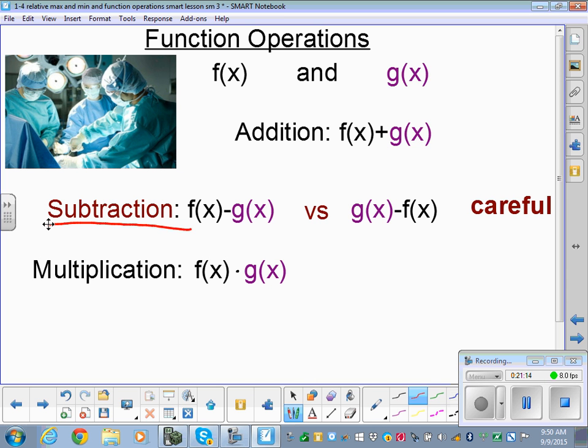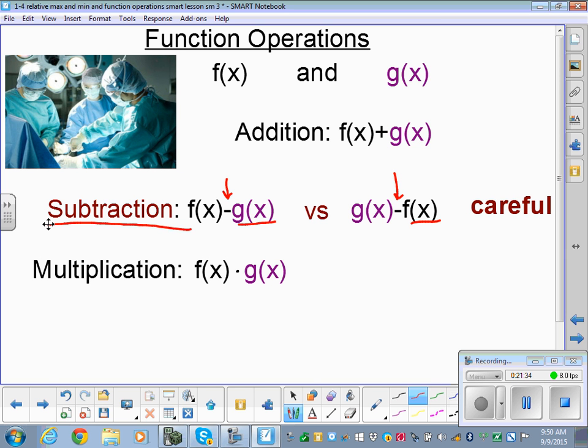And then multiplication, guys, is pretty easy. You'll just take f of x, multiply to g of x. But with multiplication, order doesn't matter. With addition, order doesn't matter. With subtraction, we have to be careful because really, we're subtracting all of g of x. So we've got to distribute the negative through. In this one, we'd be subtracting all of f of x. So we've got to distribute the negative through. Okay, so good example there.